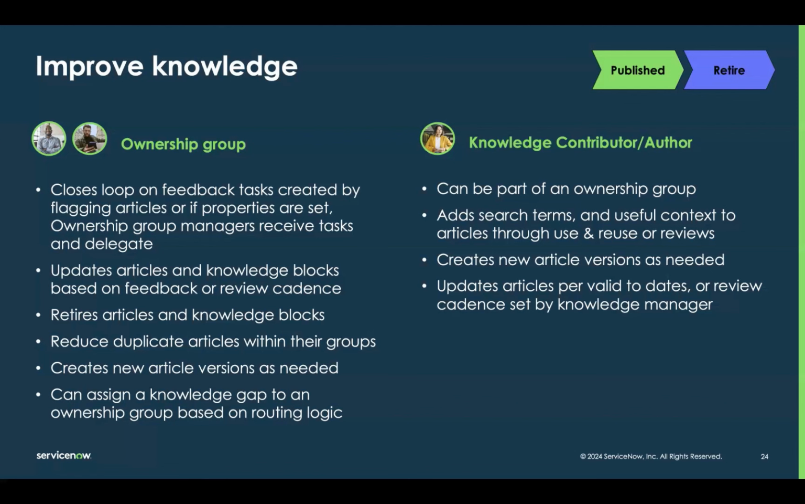And they also go through, just like ownership groups, and look at valid-to dates and update those articles by the cadence that's been set by the knowledge manager. Very prescriptive, but a lot of flexibility there, right? We didn't put hard and fast rules in for when articles should be reviewed and put a lot of logic in, because that can be so different across organizations. But the capability is there for you to put those in and use these different roles and different processes to enforce them.